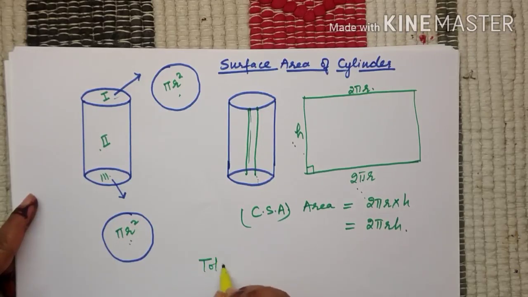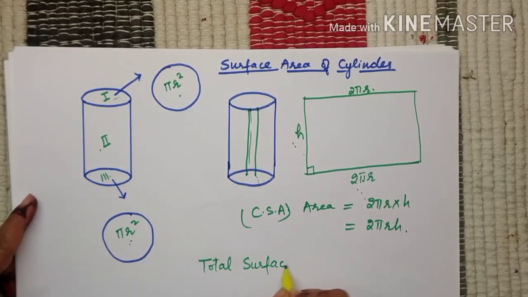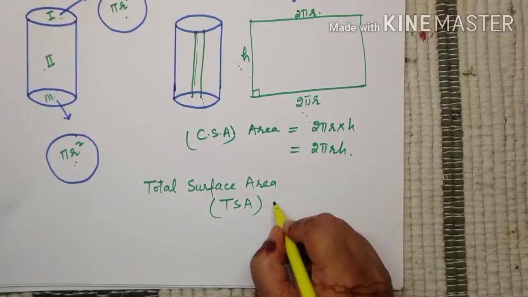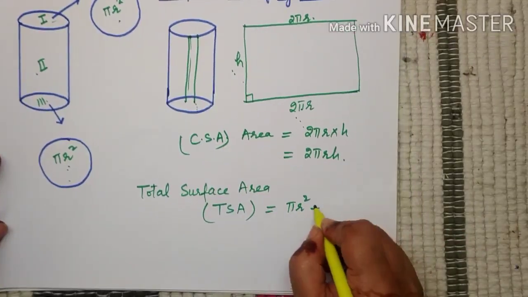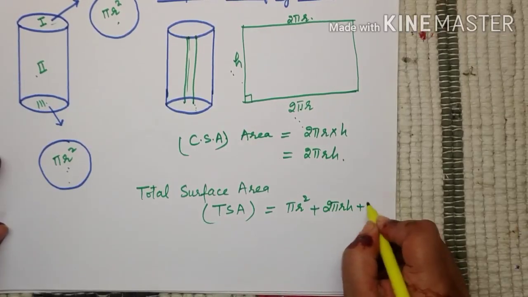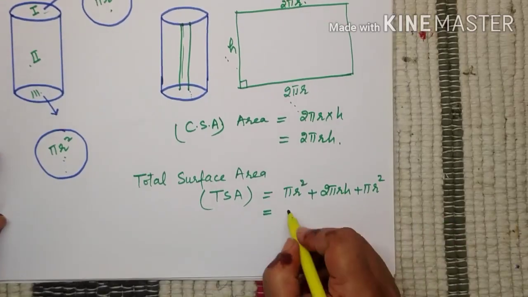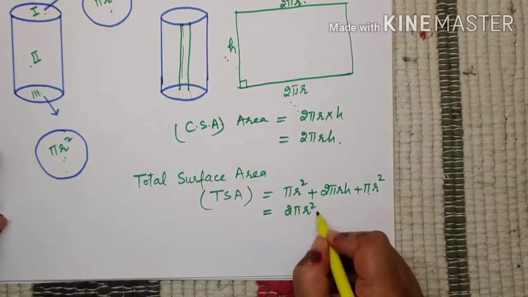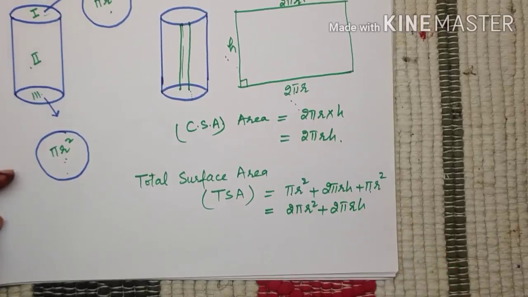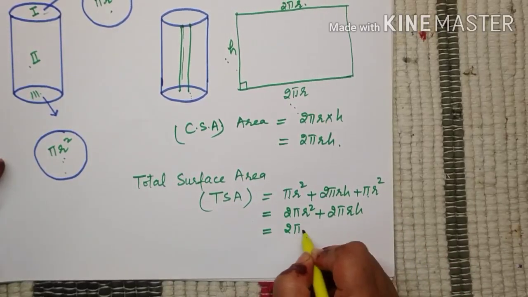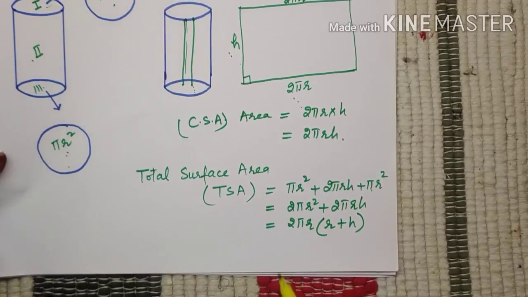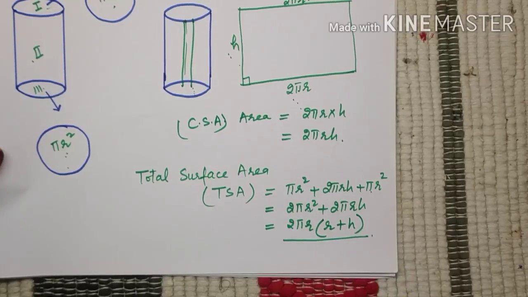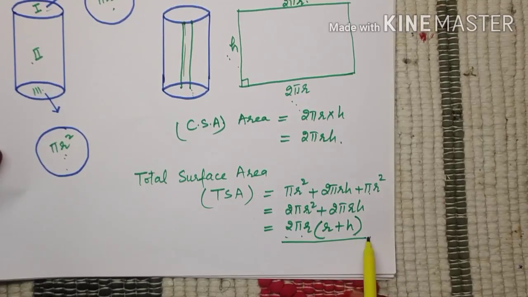So the total surface area, which we denote by TSA, of the cylinder will be the sum of the areas of all the three surfaces. First surface pi r square. Second is the lateral surface 2 pi r h. And third is again a circle, pi r square. So can I write it as 2 pi r square plus 2 pi r h? Now I can see I can take something common. So 2 pi r common. What I'm left with is r here and h here. So the total surface area of a cylinder is 2 pi r times r plus h.